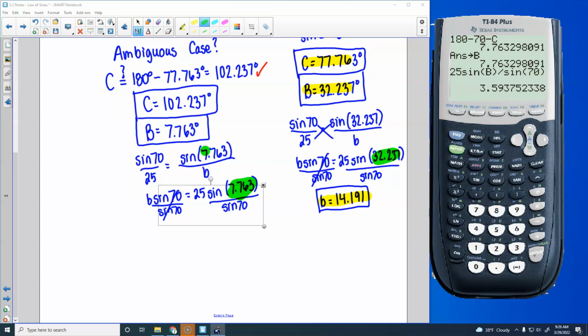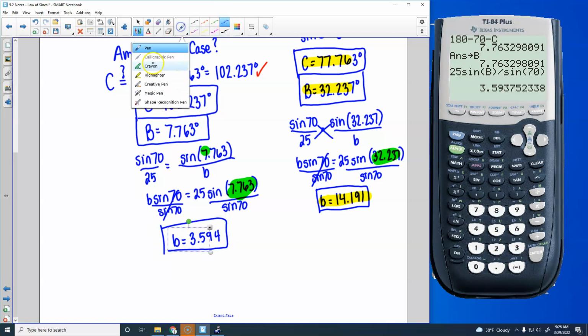And so we get 3.594 whenever we do that. So B would equal 3.594. So that would be our third. So our other set of answers are these 3 right here.